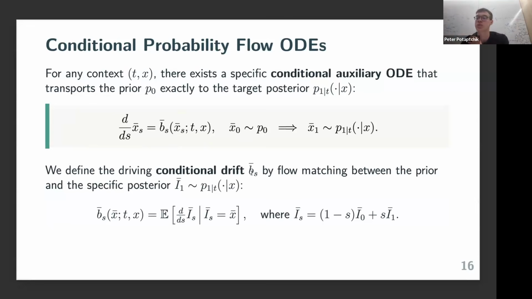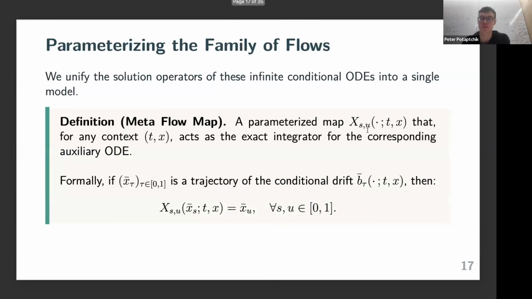So how do we choose this conditional drift b bar s? Well, we can just do flow matching again from the prior, but now instead of a data sample from P1, we replace it with a sample from the posterior that we're interested in. So we construct our new interpolant I0 bar, which is still a Gaussian sample, and I1 bar, which is now a sample from this posterior. If you just do conditional flow matching, keep t and x fixed, and look at the expected conditional velocity, then you exactly learn a drift b bar s, which transports you from P0 to this posterior distribution.